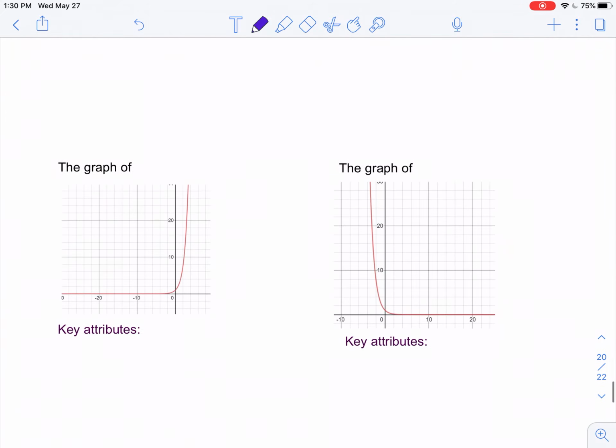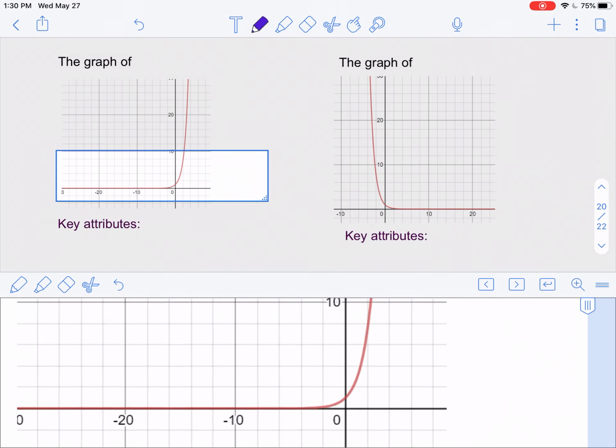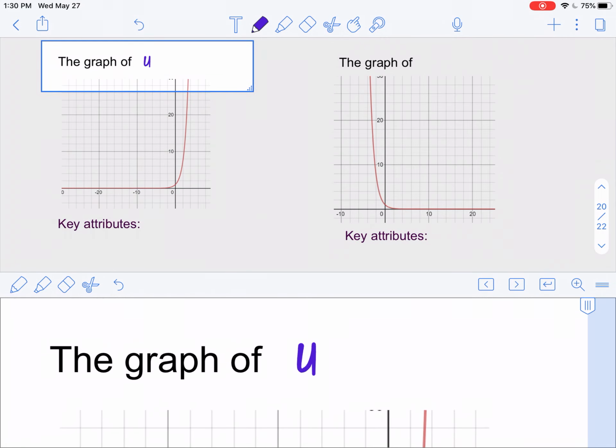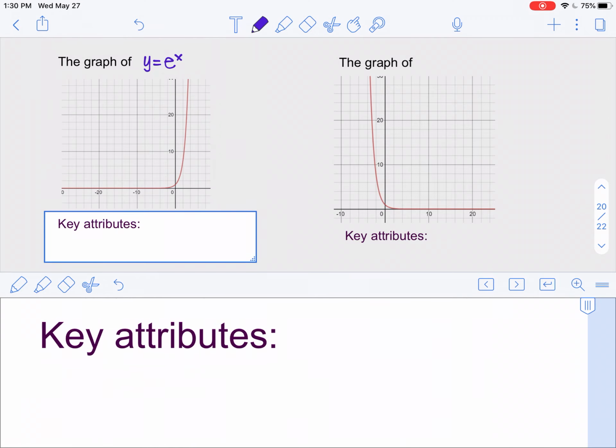Okay, so we're going to take a look at some graphs that are especially important, a little bit more in depth. The first one that we're going to talk about is this graph. Hopefully you recognize this as an exponential growth, and specifically this is the graph of y equals e to the x. It's a graph that comes up a ton, so I want you to know some key attributes of this graph.